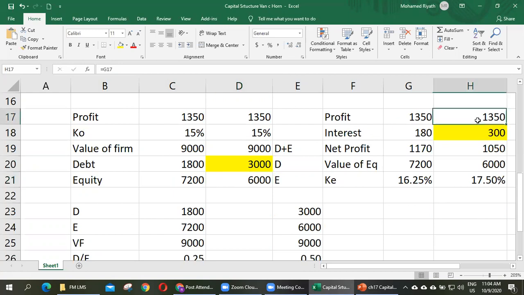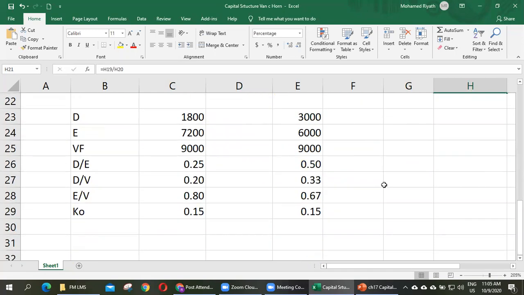And the profit is also the same. Now the interest payment has increased: 300 rupees, 10% of this 3,000 debt. The balance net profit is 1,050, and the value of equity shares is 6,000. So it has been taken from here. 1,050 divided by 6,000 equals the cost of equity. Now the cost of equity has increased from 16.25 to 17.50. Right? We will take this scenario like this.